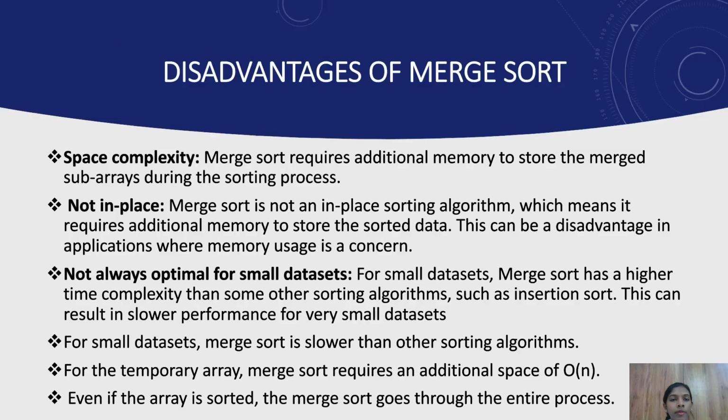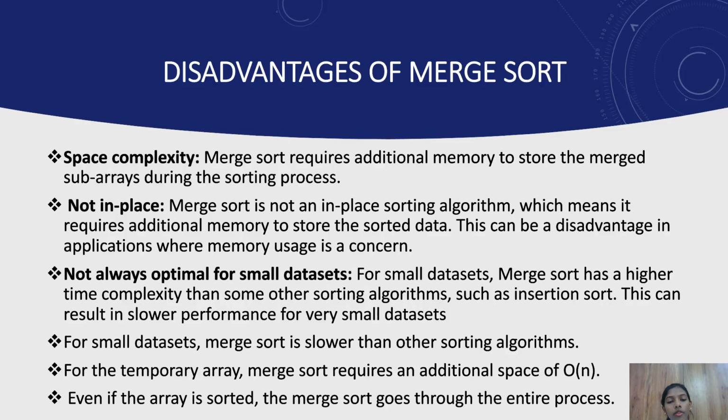Let's see the disadvantages of merge sort. Space complexity, not in place, and not always optimal for small data sets. Space complexity. Merge sort requires additional memory to store the merged subarrays during the sorting process. Not in place. Merge sort is not an in place sorting algorithm, which means it requires additional memory to store the sorted data. This can be a disadvantage in applications where memory usage is a concern.